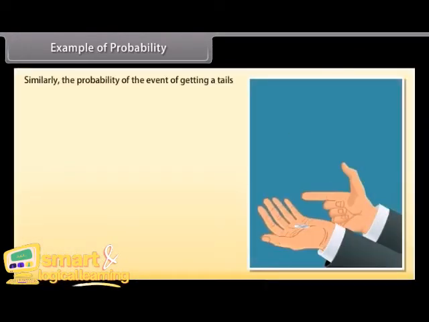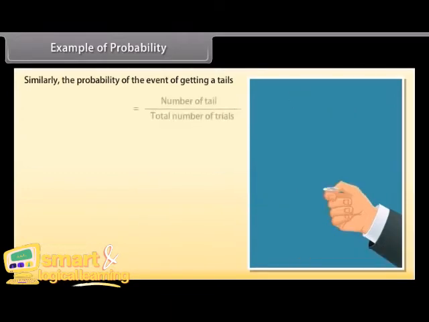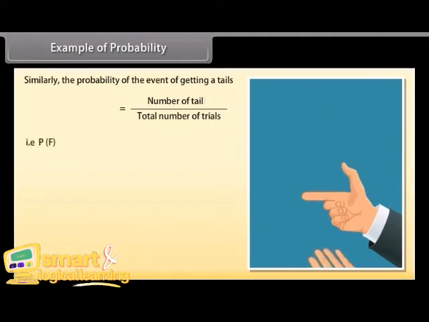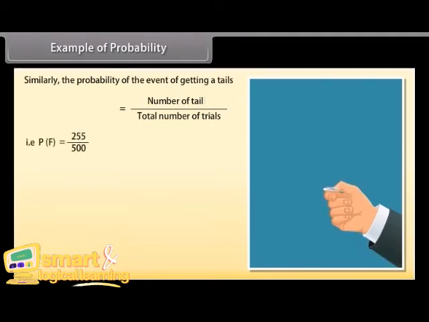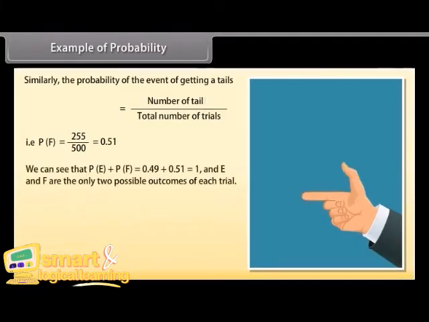Similarly, the probability of the event of getting a tail is equal to number of tails upon total number of trials, that is, P(F) is equal to 255 upon 500 is equal to 0.51. We can see that P(E) plus P(F) is equal to 0.49 plus 0.51 is equal to 1. And E and F are the only two possible outcomes of each trial.